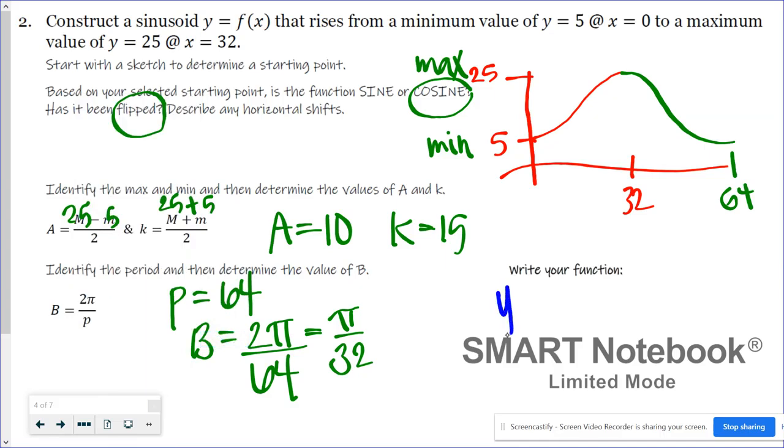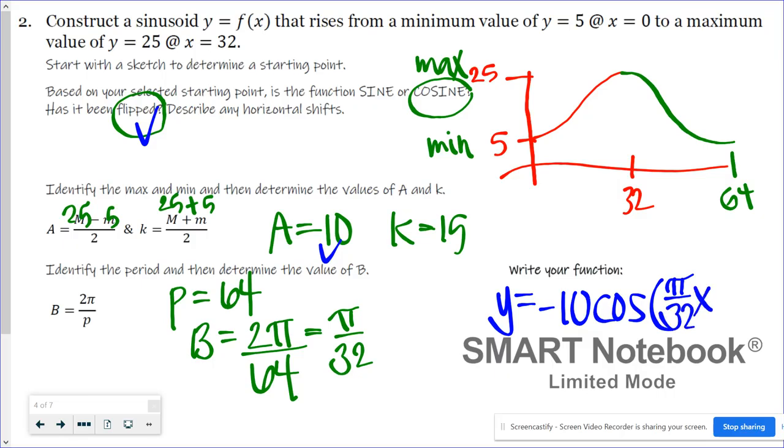So I'm going to have y equals, we said it was flipped, so I'm going to start it out with a -10. We are working with cosine. Next is our b value of pi over 32. There is no horizontal shift, so I'm just going to attach the x there and then add on my midline. So I have y equals -10 cosine of pi over 32x plus 15. Okay, so this was kind of like a pseudo word problem.